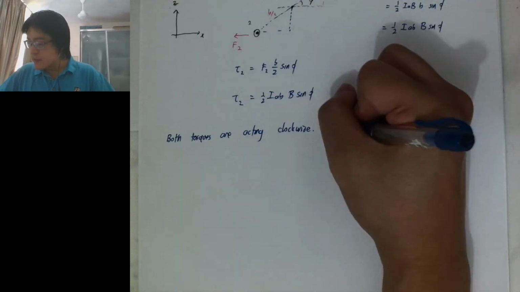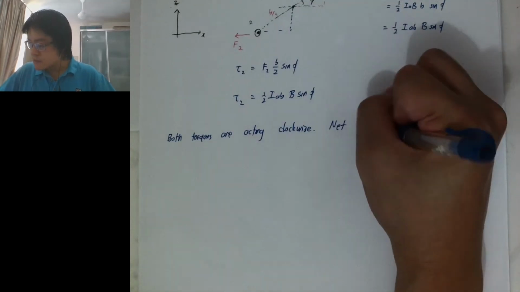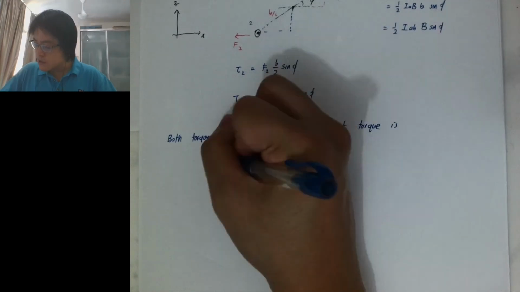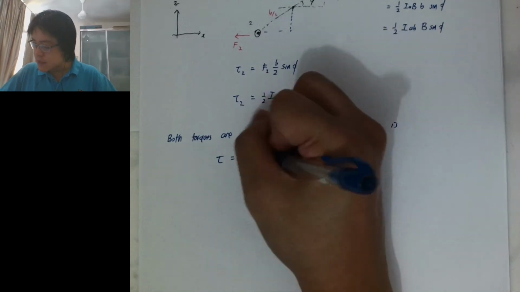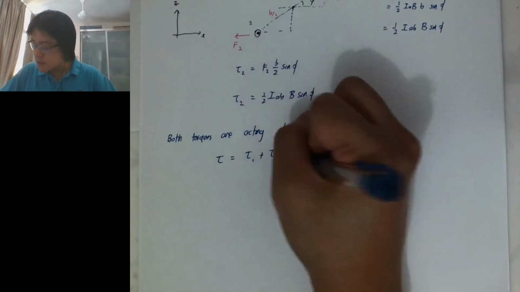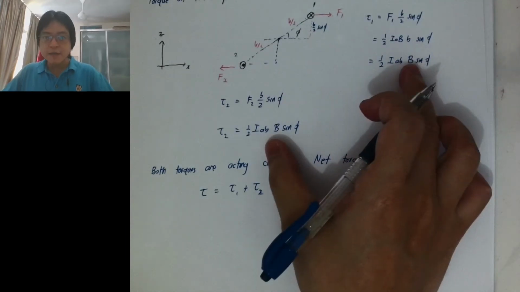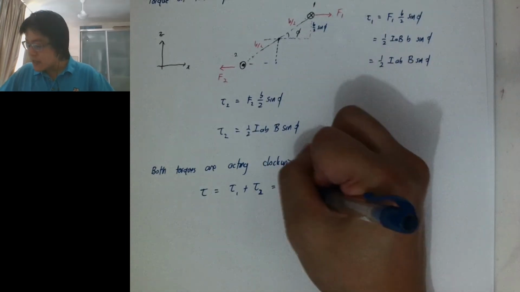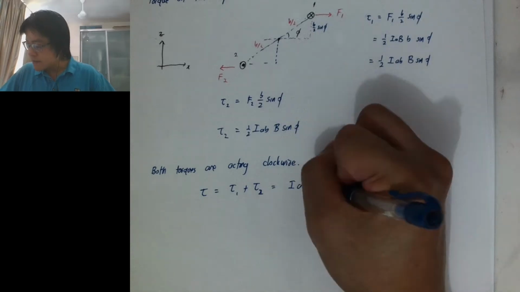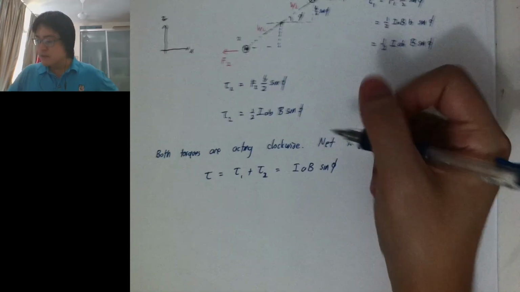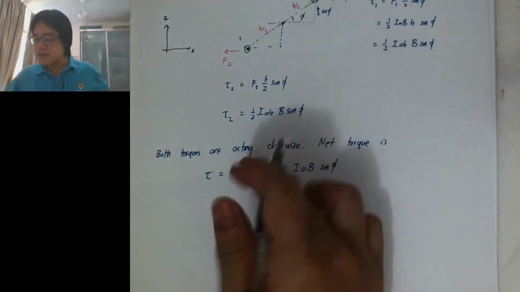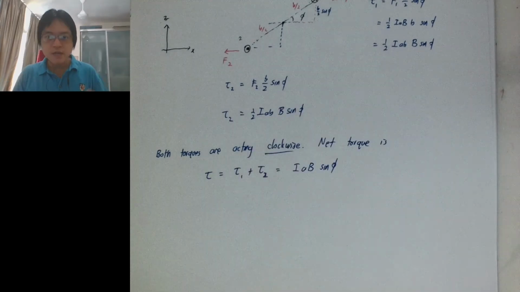Right, so the net torque is what? Let's write the magnitude first. The magnitude is torque number 1 plus torque number 2. So both are half of this plus half of this, so you just get IAB sine phi, right? And then the direction is clockwise. So we kind of got this already, right?